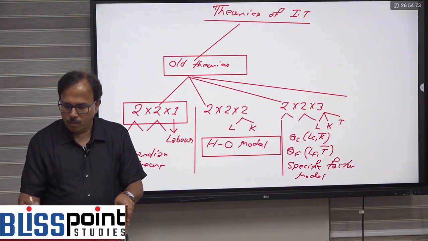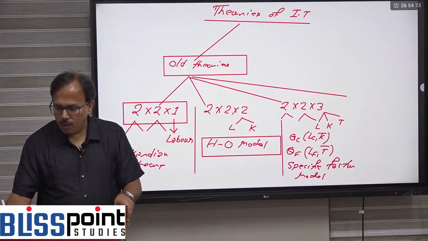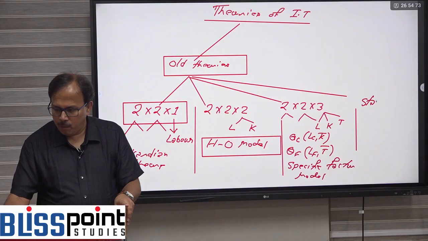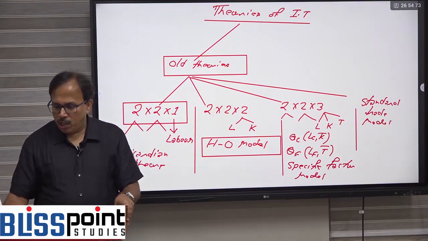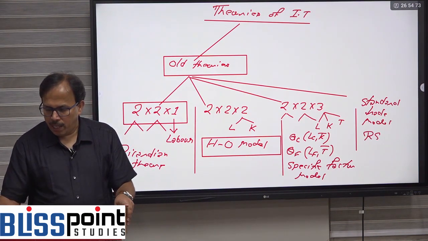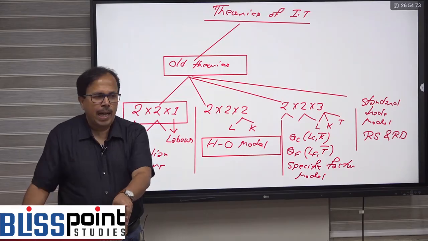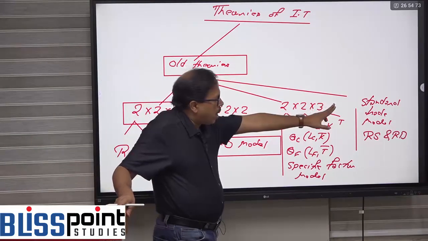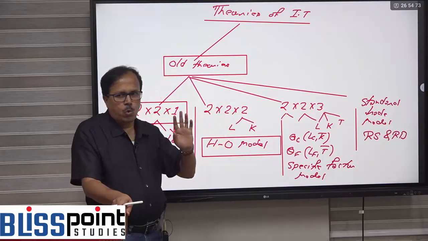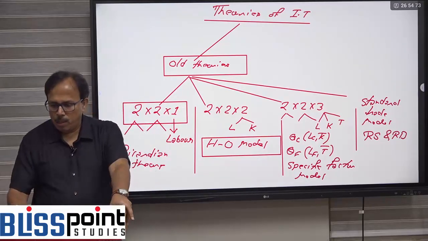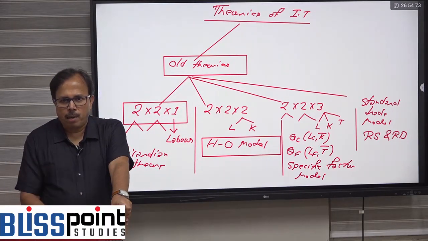Then the fourth is again based upon the HO model, but it is referred to as the standard trade model. That standard trade model will take help of a relative supply and relative demand curve tool, and it is actually based upon the assumptions of this HO model. So the 2/2 concept will be there also. But what is the meaning of relative supply and relative demand?